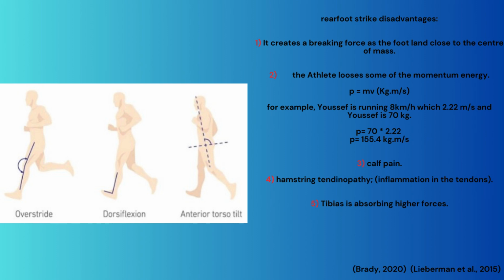According to Brady and Lieberman, the rear foot strike has some disadvantages. First, it increases the braking force, as the foot lands close to the center of mass of the body. Second, the athlete loses some of the momentum, for which we have the formula P = mv, where m is the mass and v is the velocity. And I wrote an example there.